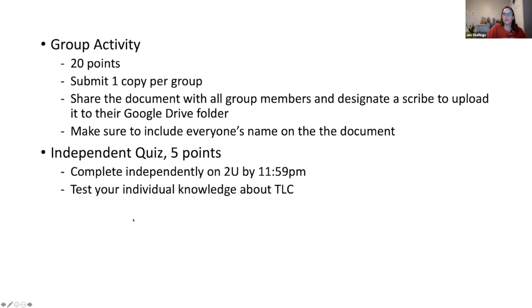And then just to see how you feel independently about this information, and if you've understood the TLC, there's a 5-point quiz on 2U, due at 11:59. The questions on there are, you'll calculate an Rf, and you're given the distance that the spot traveled and the distance of the solvent front, so you would just do that division. Then based on the Rf numbers, can you identify which one's more polar and which one's less polar? Remember, less polar means non-polar, and more polar means polar, pretty much. Okay.